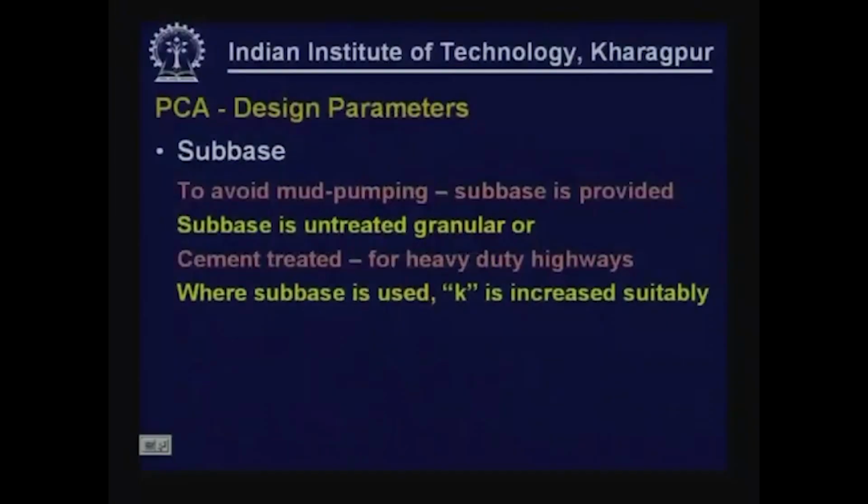If you recollect, IRC 58 recommends use of dry lean concrete as subbase, especially IRC 58 is meant for high volume roads like national highways and other heavy traffic roads. So, dry lean concrete is what is recommended there. So, PCA also recommends that you can either use untreated granular subbase or cement treated bases. Where subbase is used, obviously the K value will have to be increased suitably.